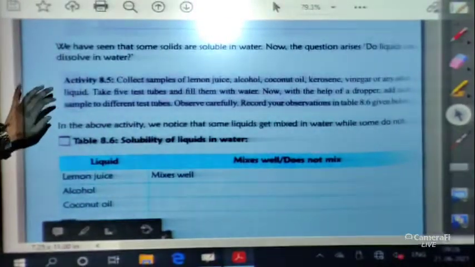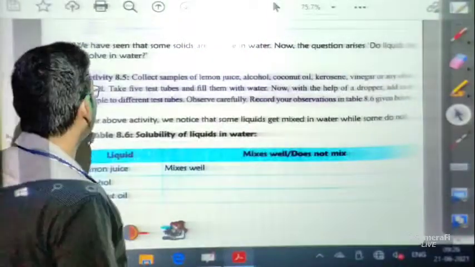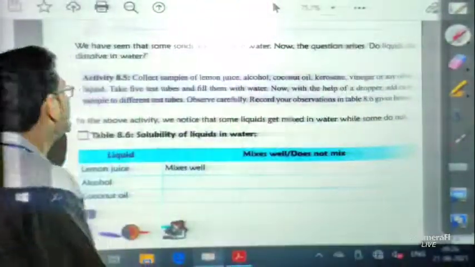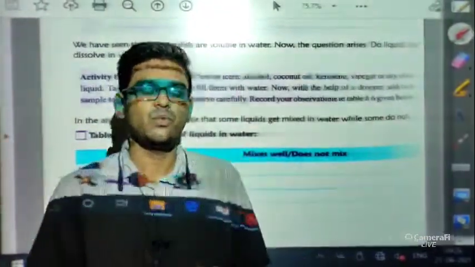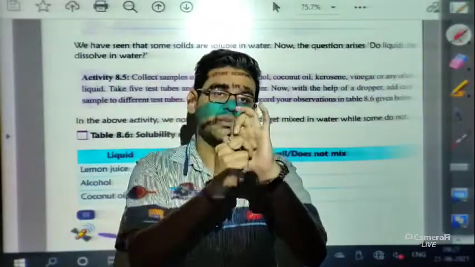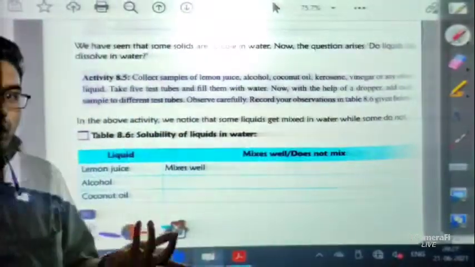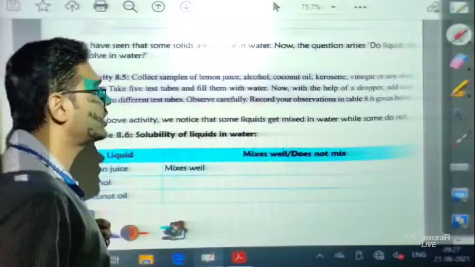Now in the above activity, students, we have seen some solid materials. Now the question arises, do liquids also dissolve in water? In the previous activity we took sawdust, chalk powder, sand, salt and sugar. All these 5 items are solid particles. Now we are trying to know whether some liquids can also mix with water or not.